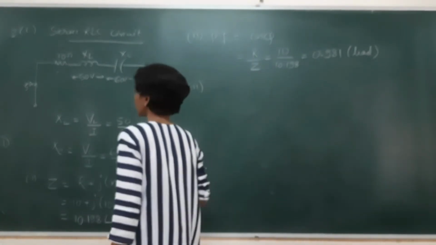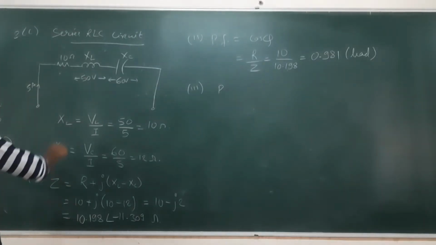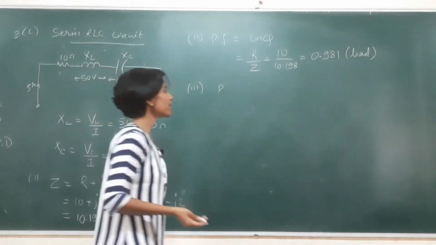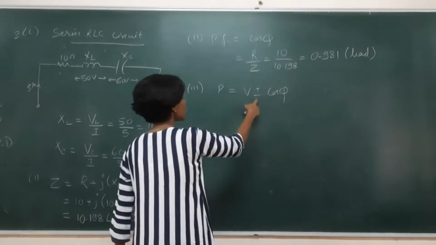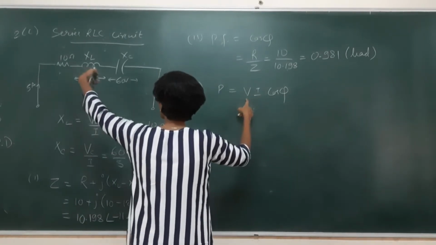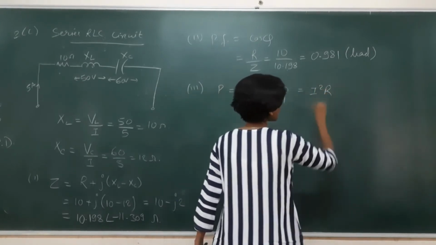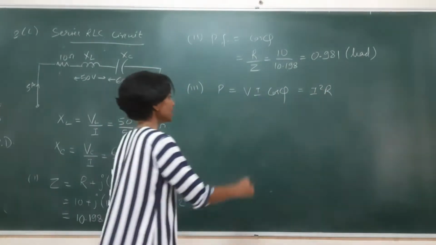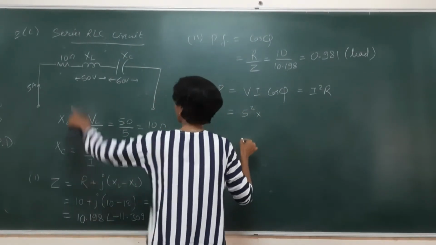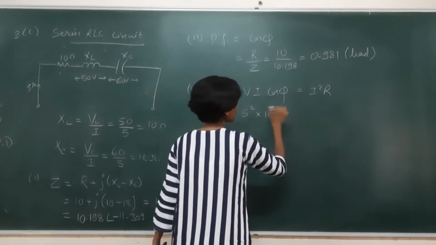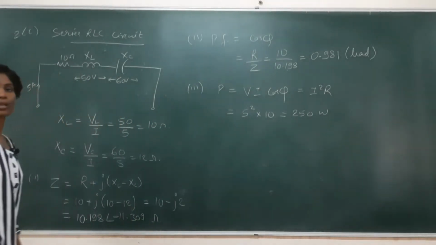Now what is the next calculation? That is the power calculation, the power dissipated in the circuit. Power dissipated means we have to calculate the active power. The formula for that is VI cos phi. We have the power factor and the current, but we don't have the voltage. We could calculate I into Z, but there is no need; it's better to use the I square R term. I is given as 5 amperes, so 5 square into R, that is 10 ohms. Here you will get 250 watts. So this is the power consumption for this circuit.